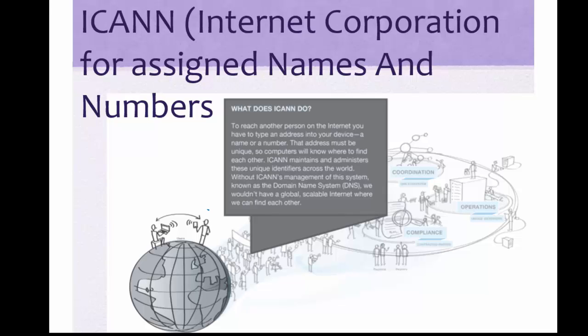Let me explain: suppose this is me and this is you, and I want to contact you. I have my cell phone and I have to type your number. You must have a unique number so I can contact you. Every machine has its own IP address that is totally different from the others, and ICANN is managing these IP addresses. I hope you understand what the purpose of ICANN is and what they are doing.